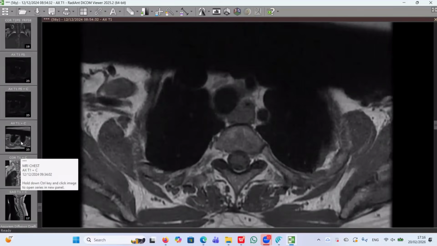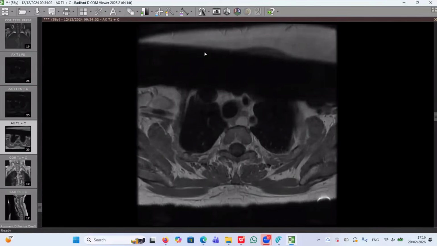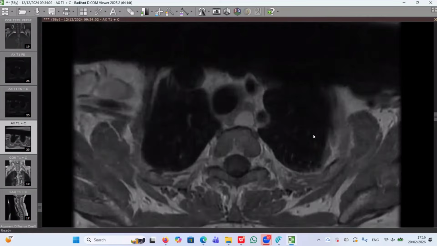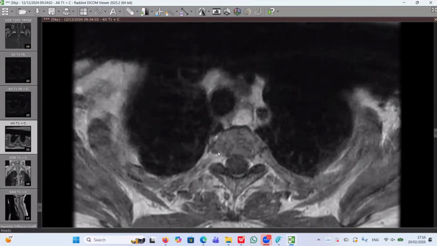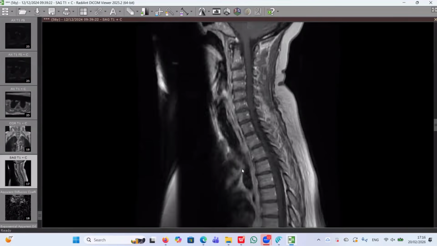I will give you the post contrast. This is the post contrast. Yes, and the post contrast shows marked post contrast enhancement, intense contrast enhancement. Is it solid or cystic? It seems solid. Solid, yeah.